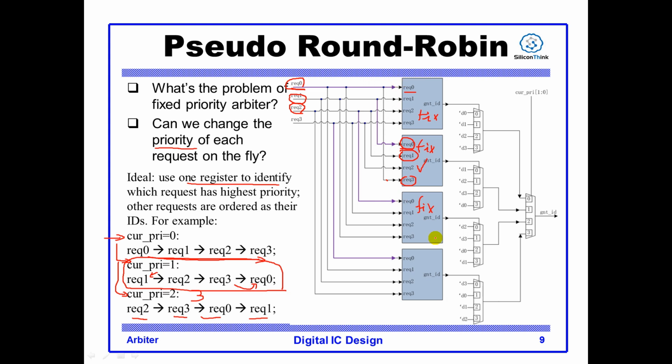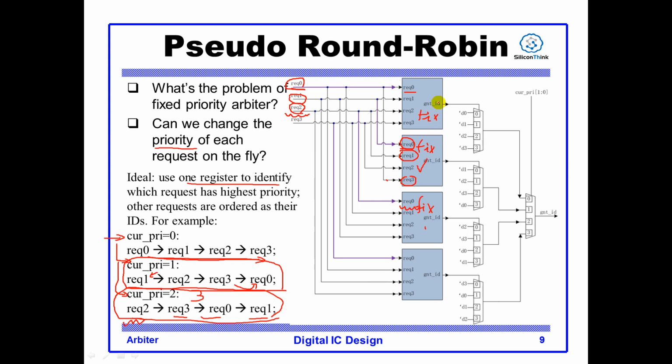Okay, for the third one, it will do arbitration for this setting of priority. Request 0 is actually connected to request 2, the highest priority.